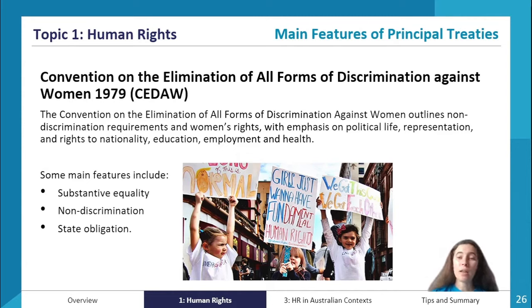So in this case, the Convention on the Discrimination Against Women outlines all the non-discrimination requirements and also women's rights. So regarding a whole bunch of different areas like political life, representation, and rights to nationality, education, employment, and health.